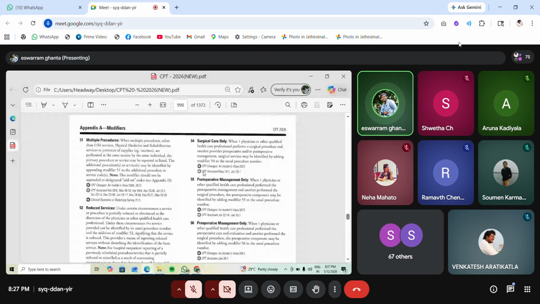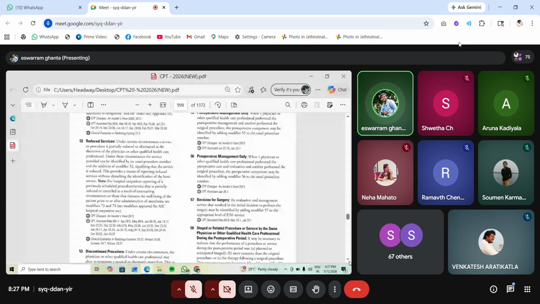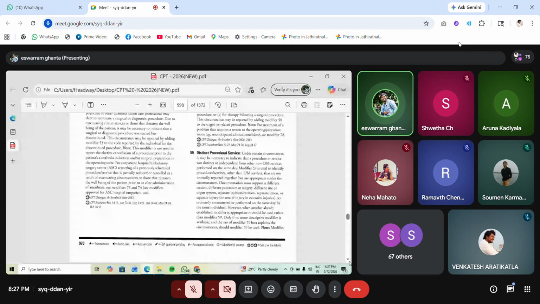Coming to the 59 modifier, it is also very important. And the 59 is most commonly used, you know?